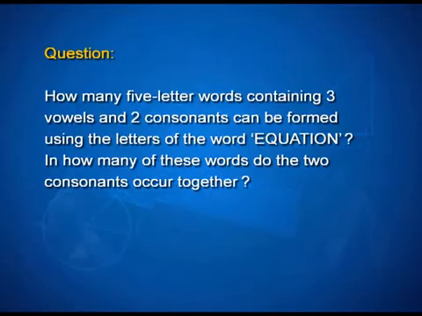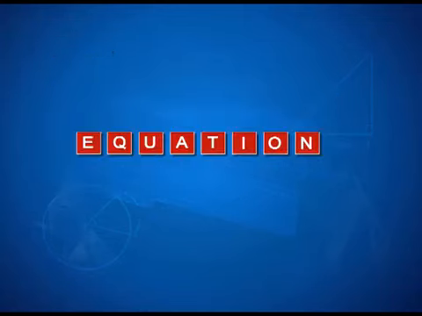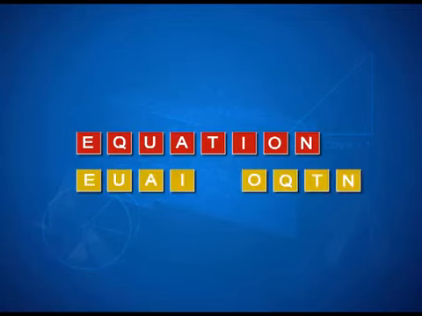Here is another problem. How many 5-letter words containing 3 vowels and 2 consonants can be formed using the letters of the word EQUATION? In how many of these words do the 2 consonants occur together? Now, the word EQUATION is an interesting word, because you find all 5 vowels coming in this word. So, I have 5 vowels E, U, A, I, O all appearing here, and I have 3 consonants Q, T and N.